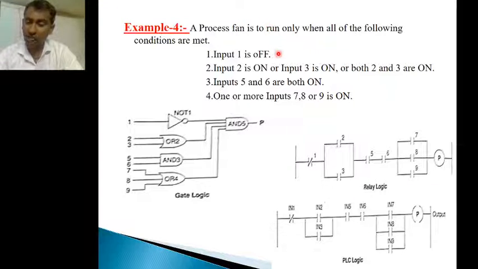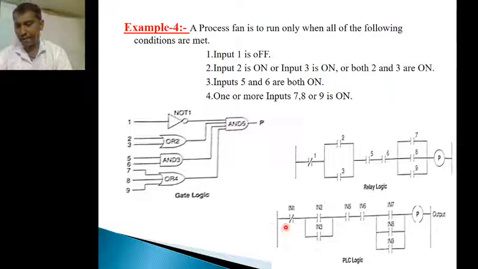That means all must be on, so we can go for the AND gate. So if input 1 is off, we can go for the NOT gate, and if 2 on or 3 on, or 2 and 3 are on, we can go for the OR gate, and if both are on, we can go for the AND gate. And if any of the 7 and 8 are 9, we can go for the OR gate, and if all are on, we can go for the AND gate.